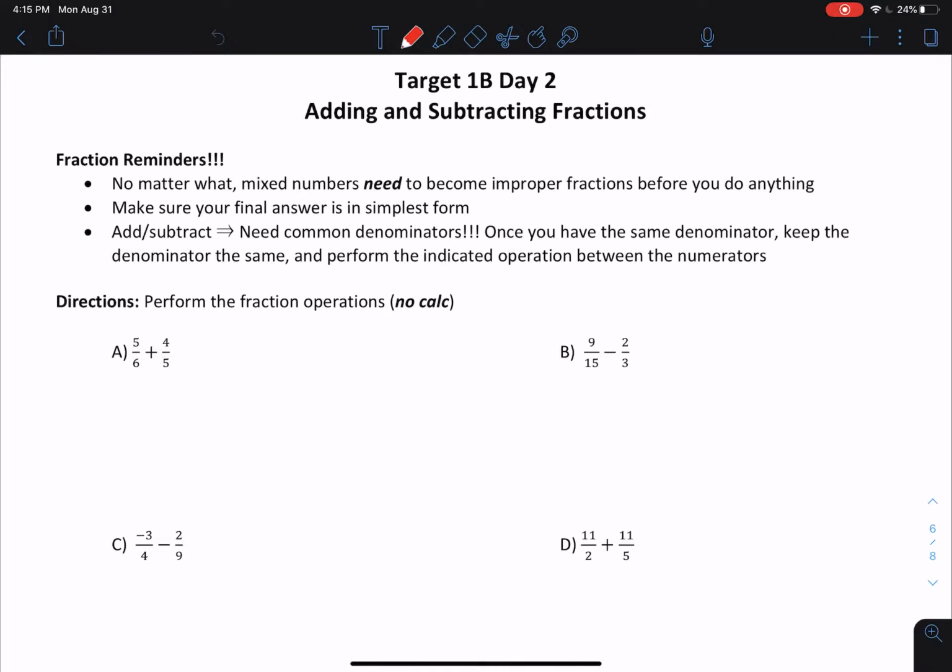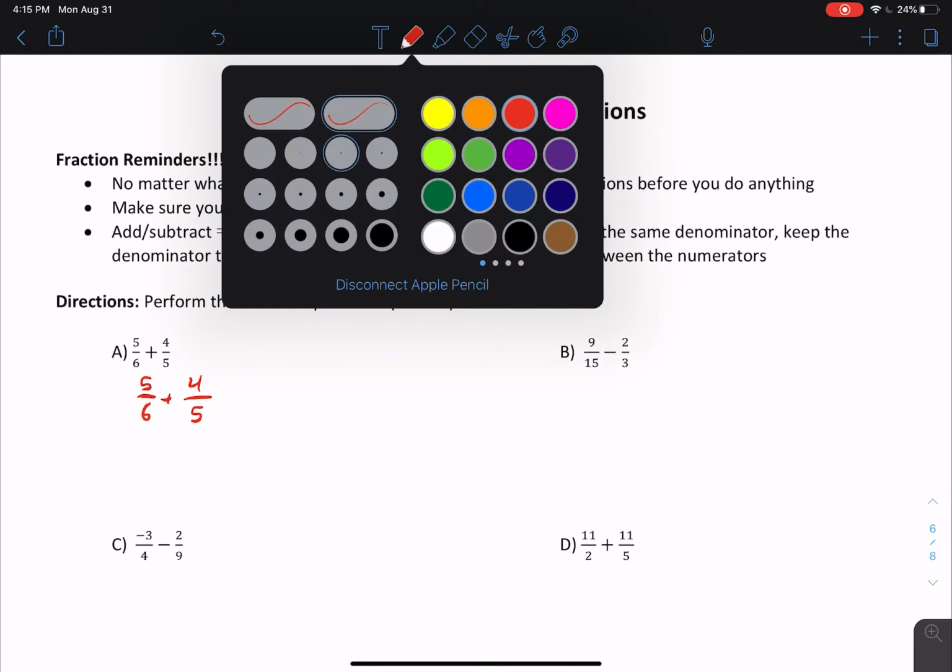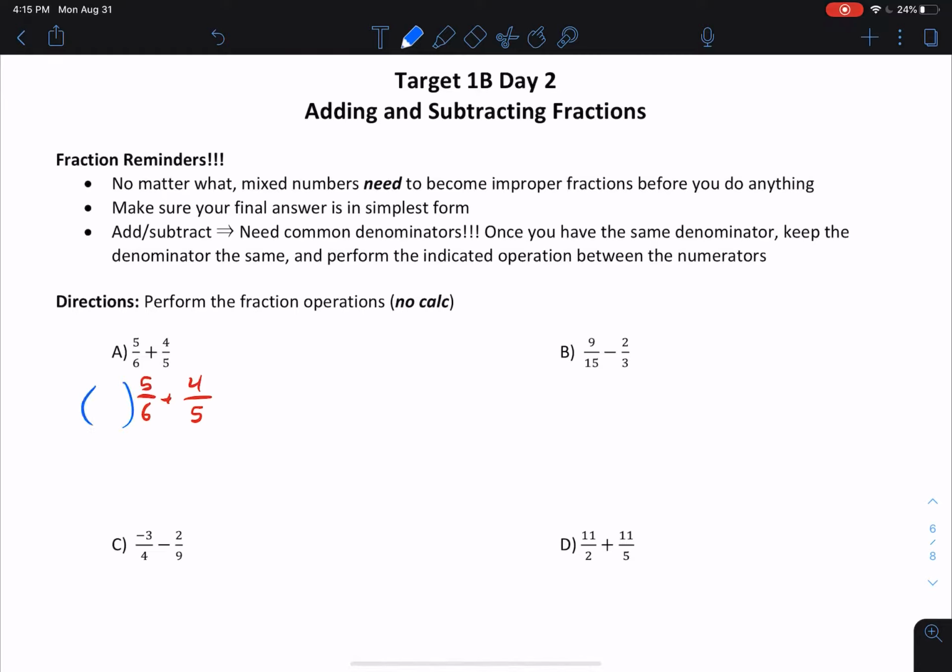So now we need to manipulate our fractions in order for them to get that denominator of 30. So we got 5/6 plus 4/5. The first fraction, I need to multiply 6 by 5 in order for it to get to 30. So my first fraction becomes 25 over 30. In the second fraction, I need to multiply that denominator of 5 by 6 in order to make that become a denominator of 30. That's going to become 24 over 30.